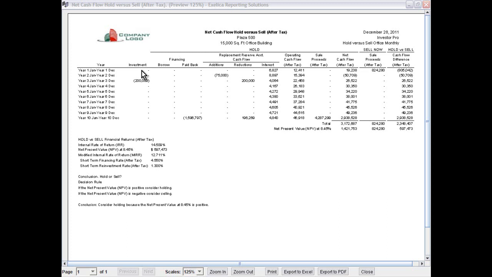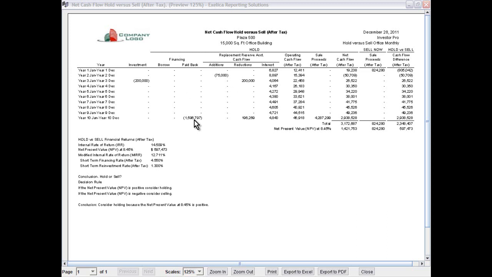The net cash flow hold versus sell after tax gives us the big picture, and tells us whether we should hold or sell the property. Notice that there's no investment and there's also no borrowing because the investment and the financing were done in the past. In this case, it happened to be 7 years ago. However, we did spend $200,000 replacing the roof, and we funded that from the maintenance reserve account.